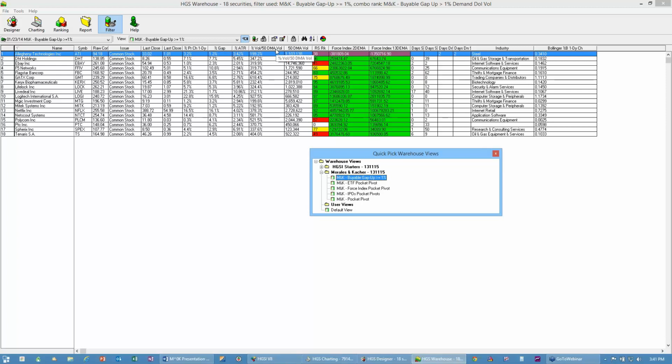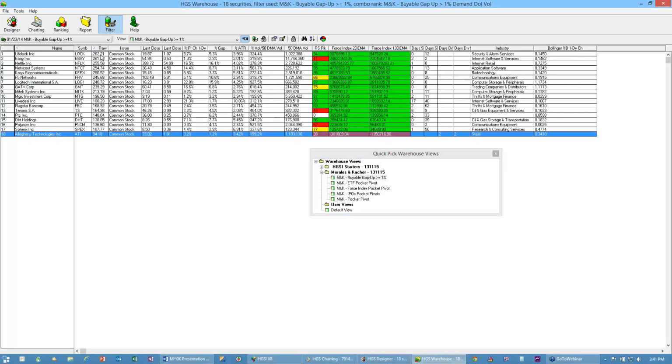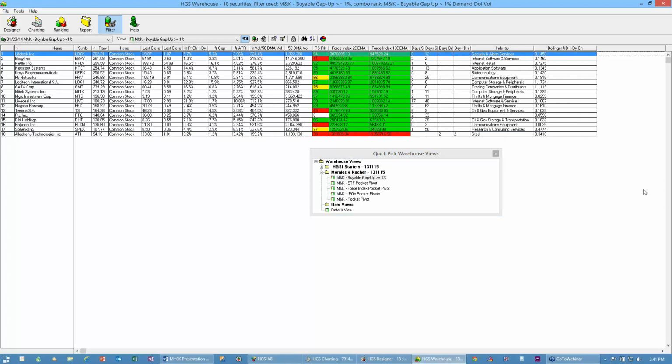Also, we have a column for the volume, comparing the volume to the 50-day moving average volume, and you can see that these numbers are huge compared to what the average volume is. This is on a percentage basis. I'm going to sort over here on the raw combo. Now for you people who are totally new to HGSI, the combo is a very important component of the way we work.